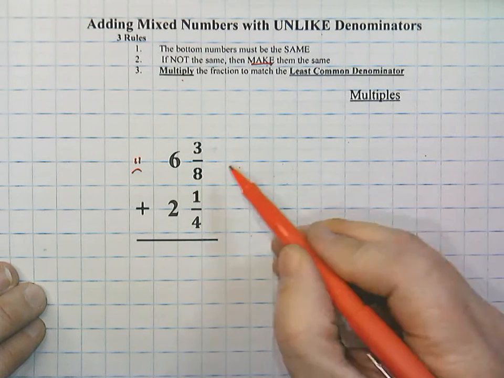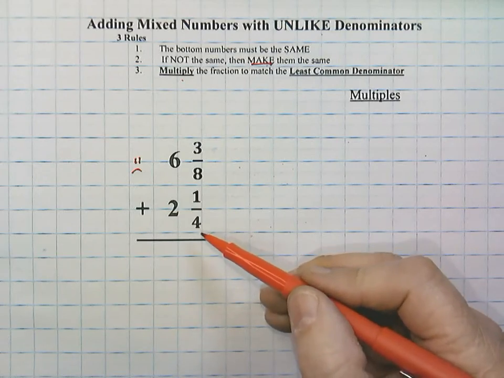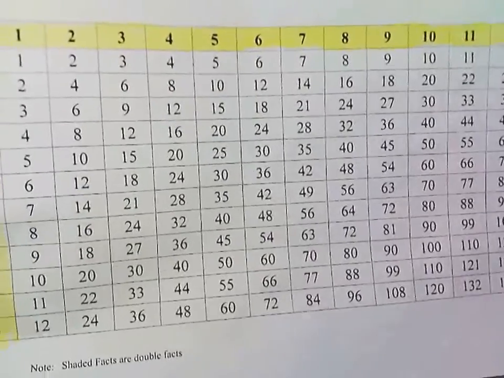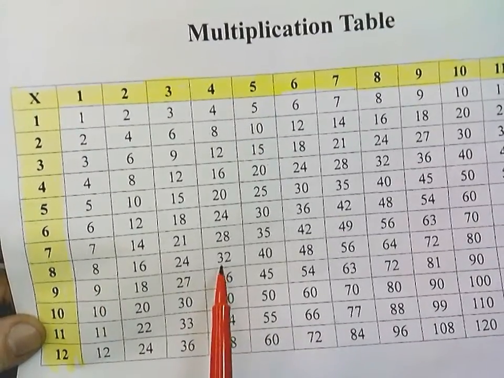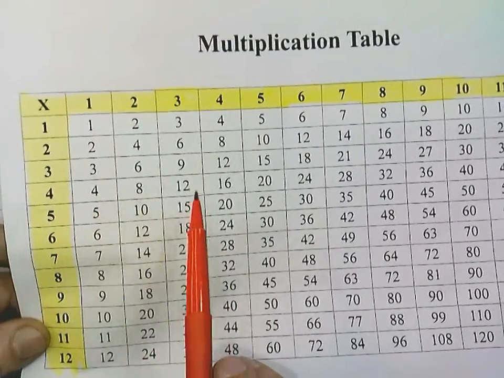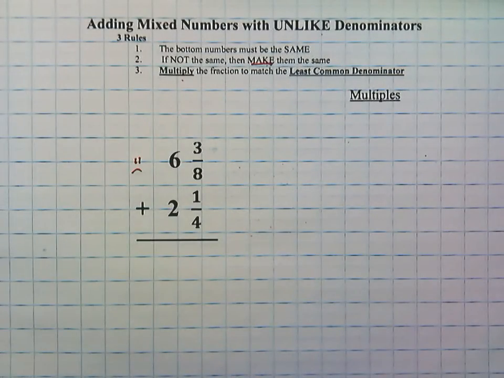You say multiples of what? Multiples of 8 and multiples of 4. I'm going to show you on the multiplication chart. 8 would be 8, 16, 24, and 32, and 4 would be 4, 8, 12, and 16. Again, you really want to memorize your facts.